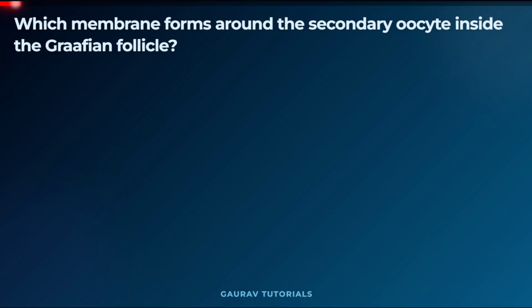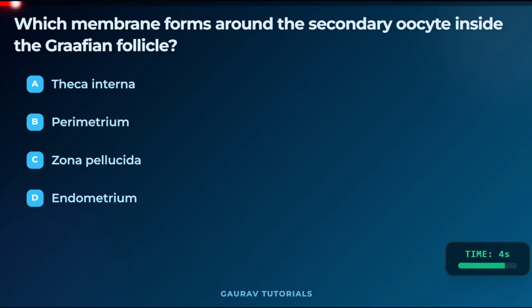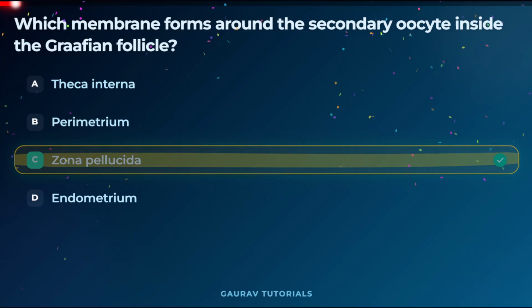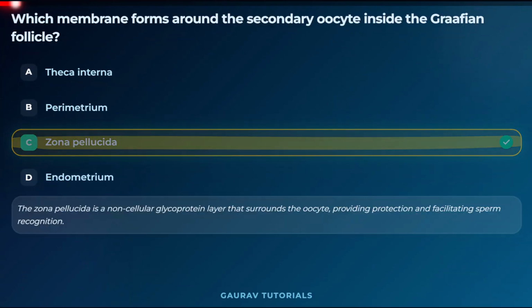चलिए स्टार्ट करते हैं पहले क्वेश्चन से। Which membrane forms around the secondary oocyte inside the Graafian follicle? The options are... The correct answer is option C, zona pellucida. The zona pellucida is a non-cellular glycoprotein layer that surrounds the oocyte, providing protection and facilitating sperm recognition.